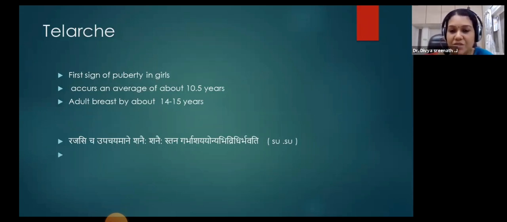Thelarche is the noticeable first sign of puberty, like breast budding. It usually occurs within 9 to 10 years, or nowadays it is usually seen at 9 to 10 years. And even after breast budding, it takes almost another 4.5 years for the breast to develop properly into an adult breast.